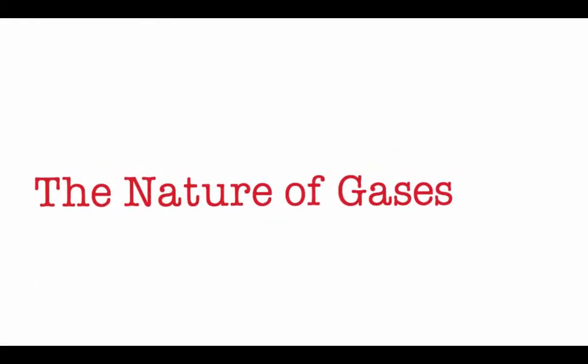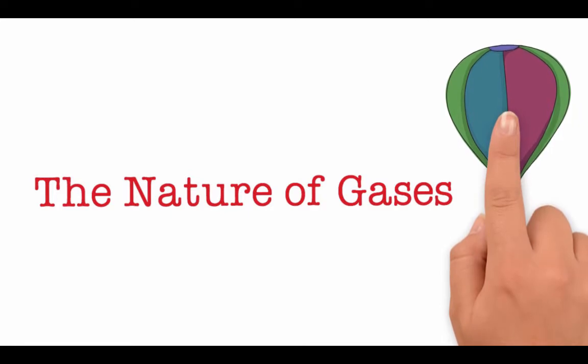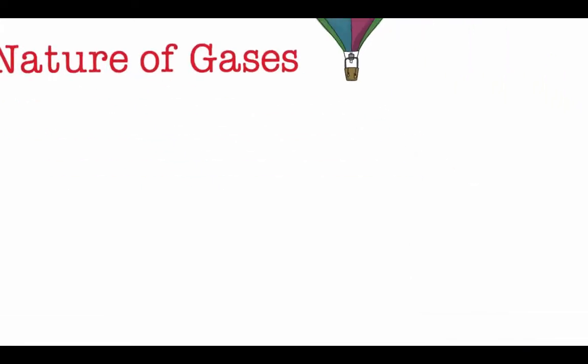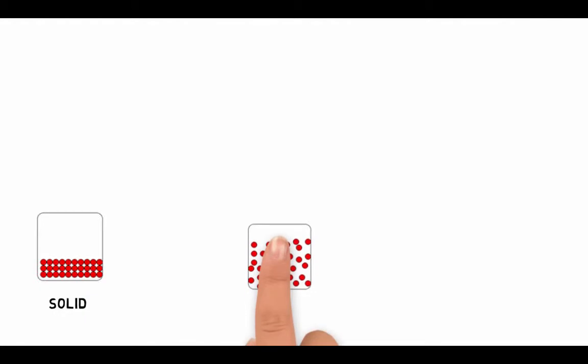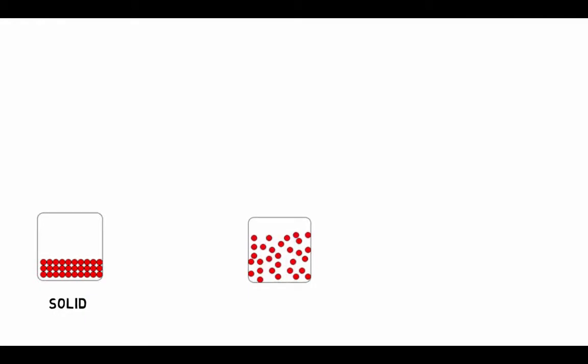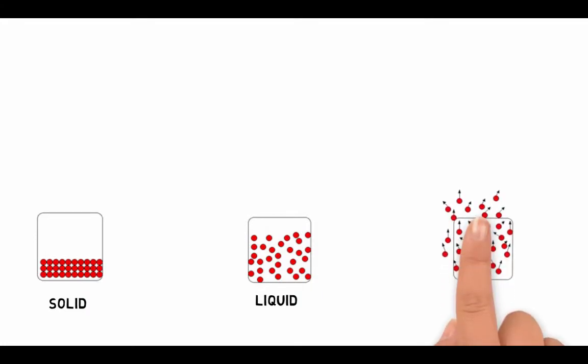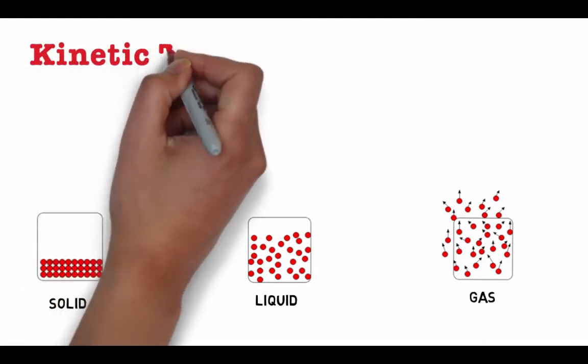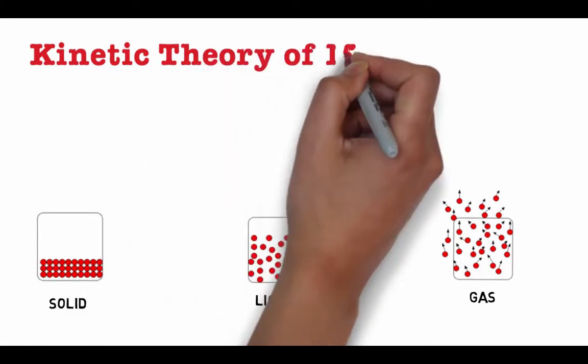Today, let's look at the nature of gases. In the last unit, we looked at solids, whose particles are really packed tightly together, liquids, whose particles are more spread apart, and gases, who don't have a definite shape or volume because their particles are so far apart. This can all be explained by the kinetic theory of matter.